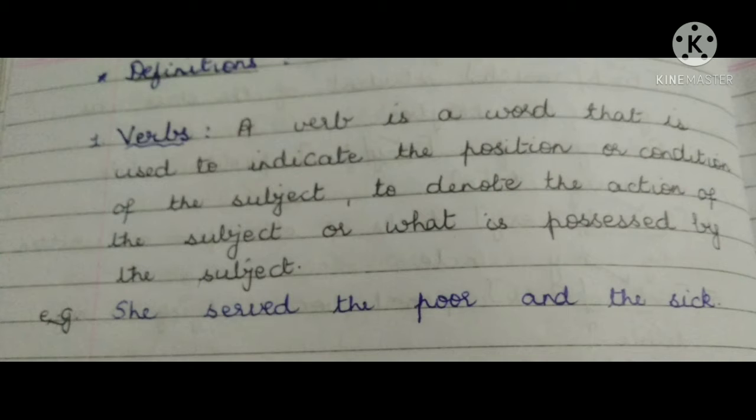So in short, we could say that verbs, jo sentence mein action hota hai, jo work hota hai, that is shown by the verb. So let us see the example given here. She served the poor and the sick. So in this sentence, the word served shows what she is doing. She is serving the poor and the sick. So the action in the sentence is shown by the word served, and so that is a verb.